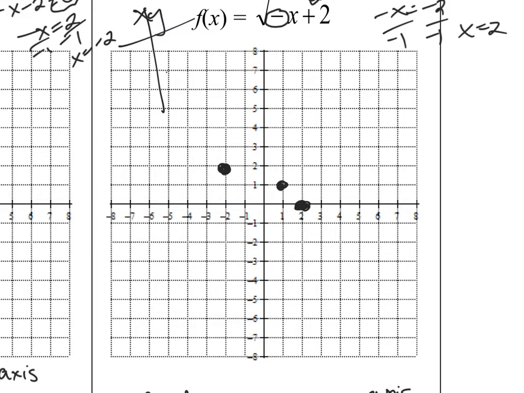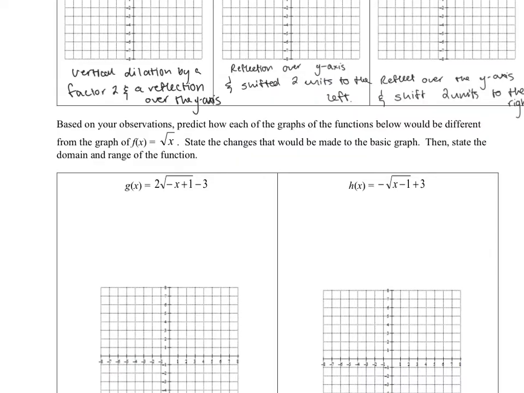Now, let's look at this. What happens when x is -7? Negative times -7 is +7. 7 plus 2 is what? 9, right? Well, we take the square root of 9 and we get 3. So when x is -7, y is 3. So our function will look like this. Excuse me about my drawing, guys. I'm not Picasso.